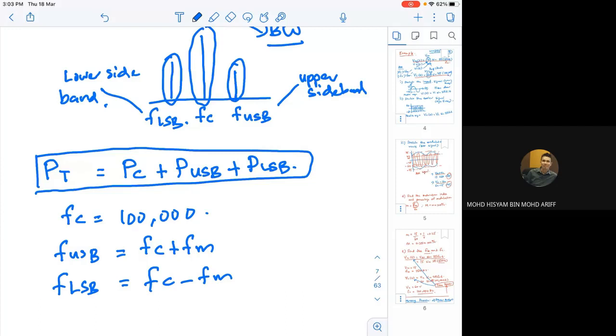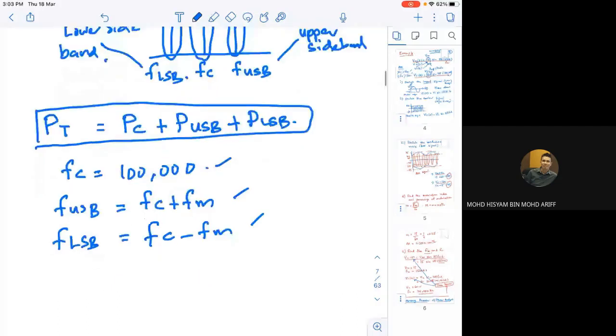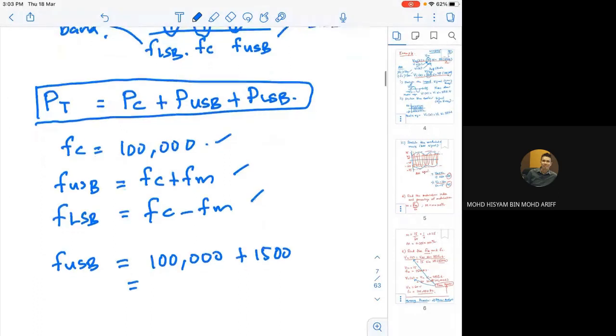So you guys see F upper sideband. What is your F upper sideband, as what we already studied? FC, what is your FC? 100,000, right? 100,000 plus what is your FM, the input frequency? 1,500. You add up, you get F upper sideband equals 101,500 hertz.